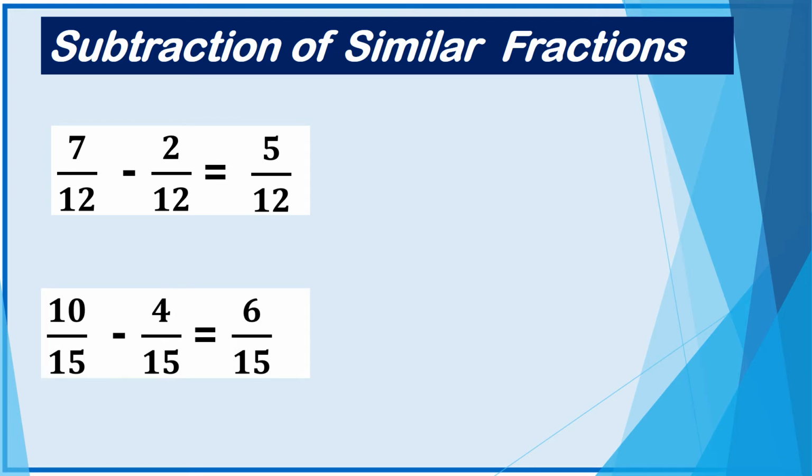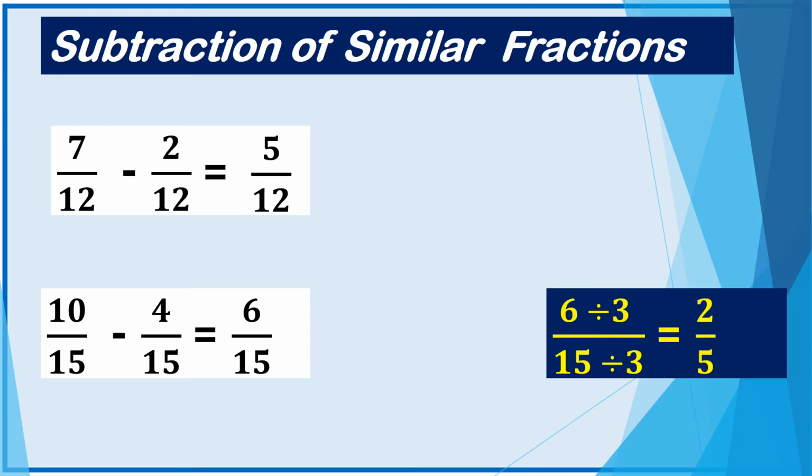Remember that. Now another example is 10 minus 4 equals 6. Copy the common denominator. You have 6 over 15. Is the answer in the simplest? No. So find the GCF of 6 and 15. And that is 3. Divide, you got 2 over 5. And that's the final answer.